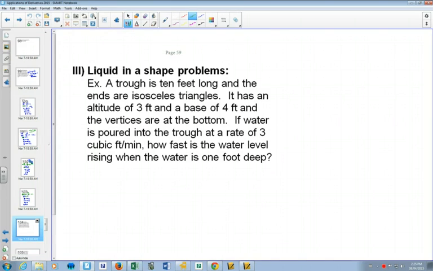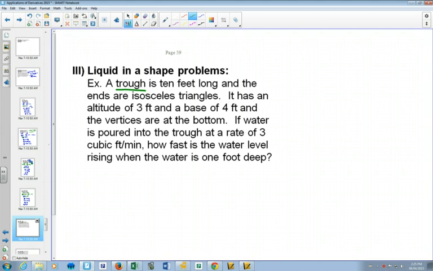Right, first of all, we have a trough. Does anyone know what a trough is? Sort of a long shape that you could put liquid into. Often we use the word for animals when they're eating out of a long thing.